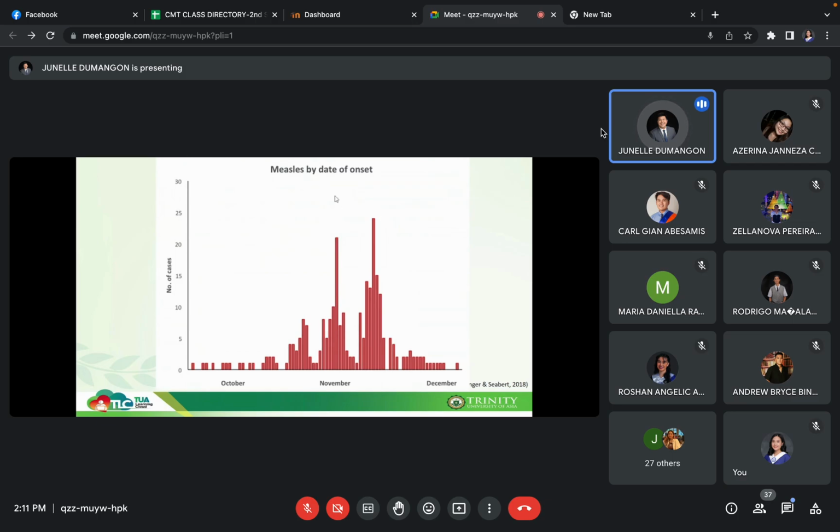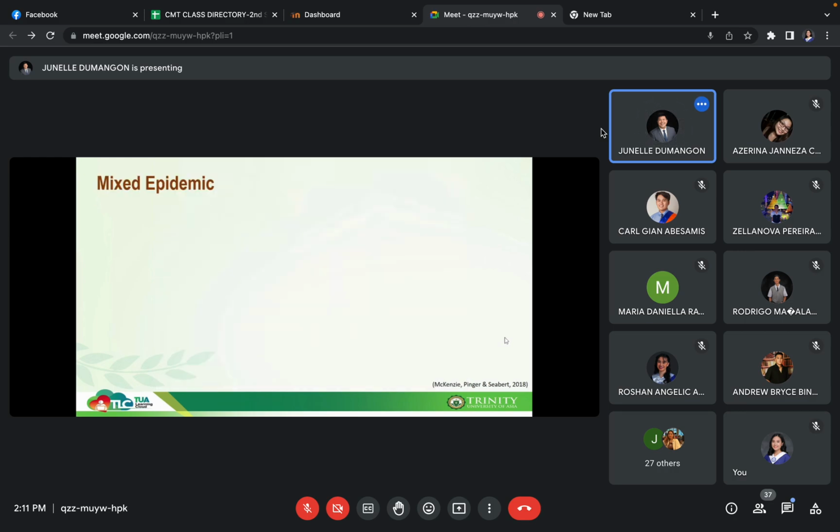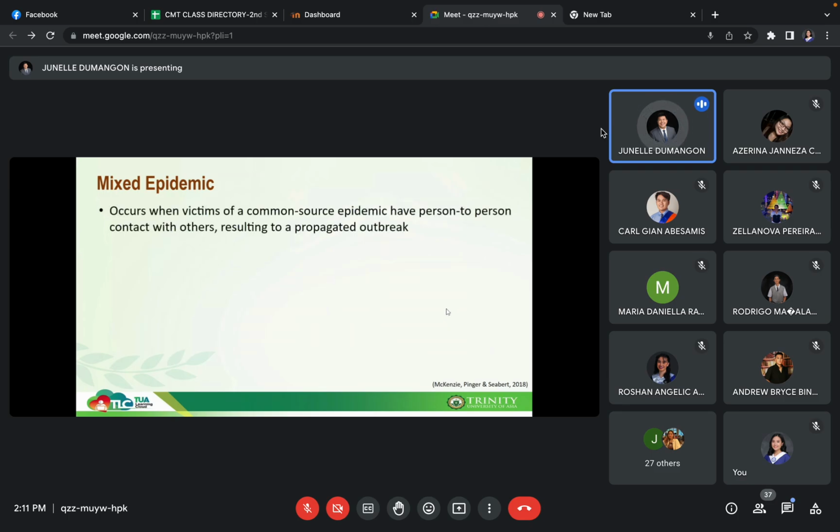And this is another example, measles in 2019. No, October, pa isa-isa lang yung case. Pero by November, dumadami na. Until nung December, nag-peak na siya. Okay? Lastly, we have mixed epidemic. When we say mixed, it's a combination of common source and propagated. Yun lang naman.